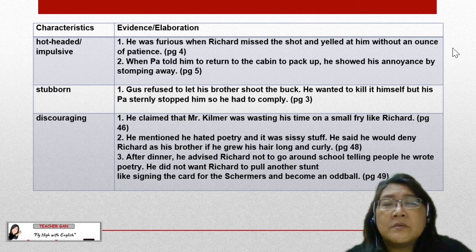He is also stubborn. Gus refused to let his brother shoot the buck. He wanted to kill it himself, but his Pa sternly stopped him, so he had to comply.